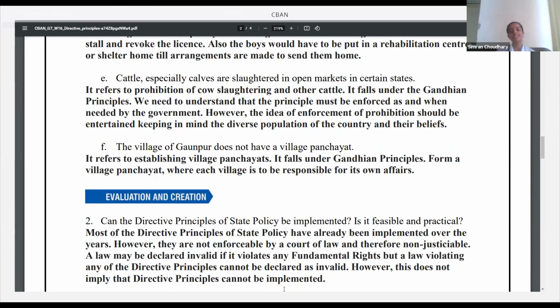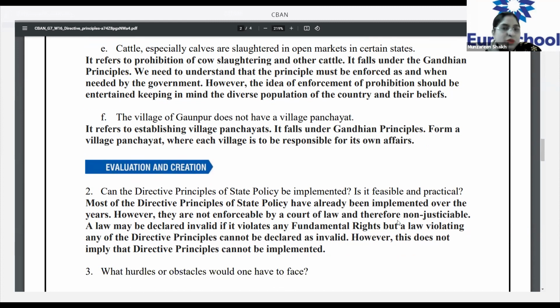Gandhian principle. Why? Every village will have a village panchayat. Establishing village panchayats. Okay, and how are you going to resolve this problem? Ma'am, talk to the elders of the village and form a village panchayat. Correct. Making sure that you elect the representatives from the village itself, and you form a village panchayat for that particular village who would deal with the problems of the village.